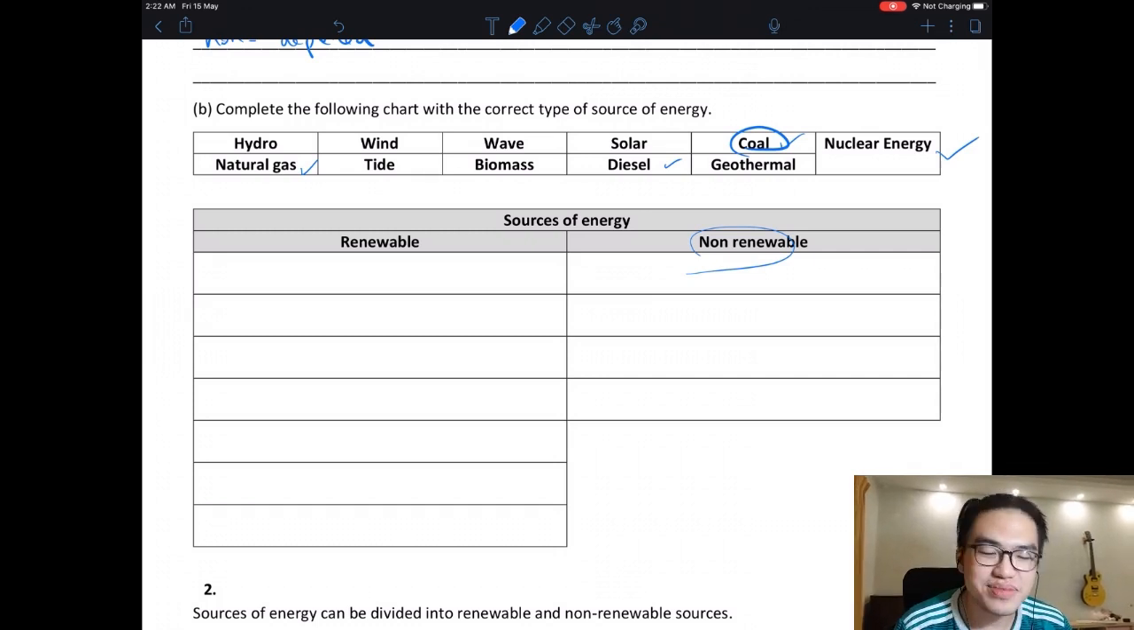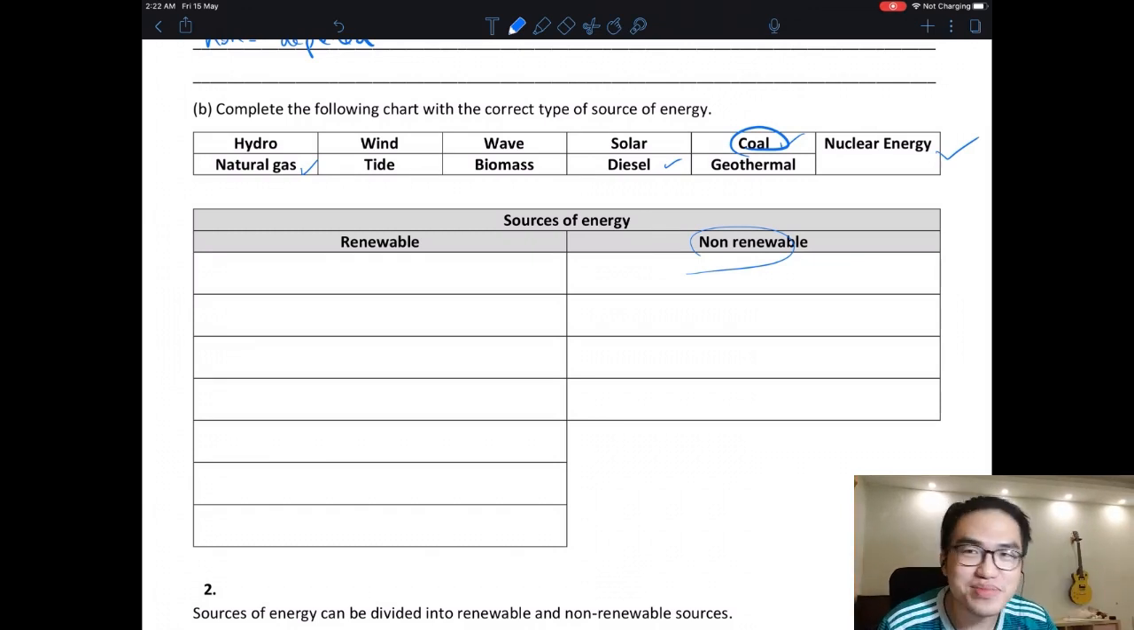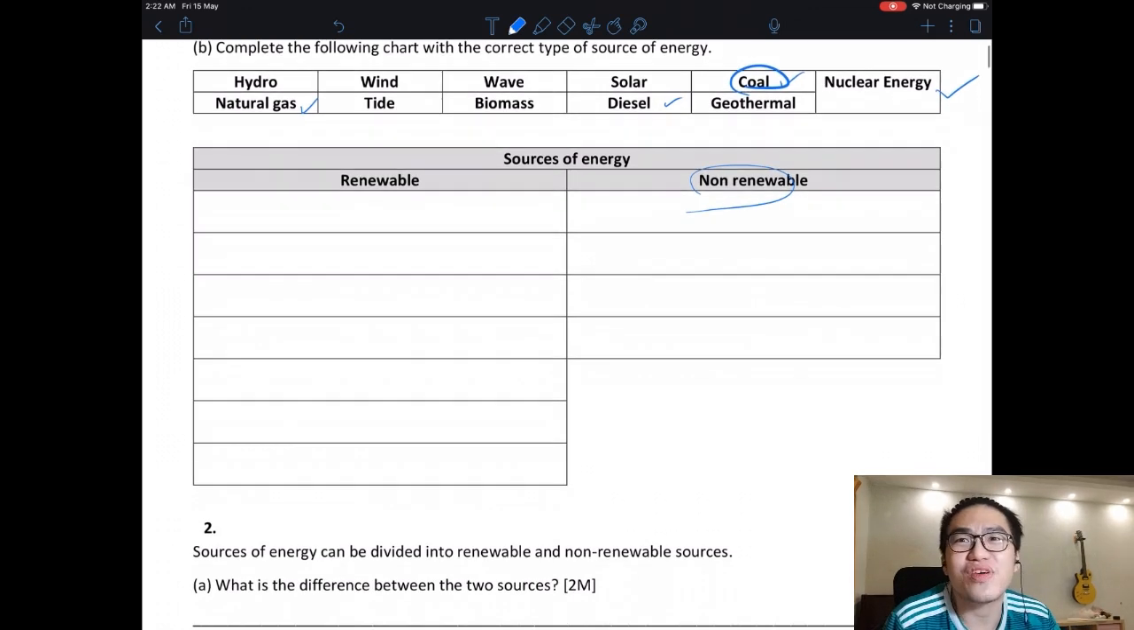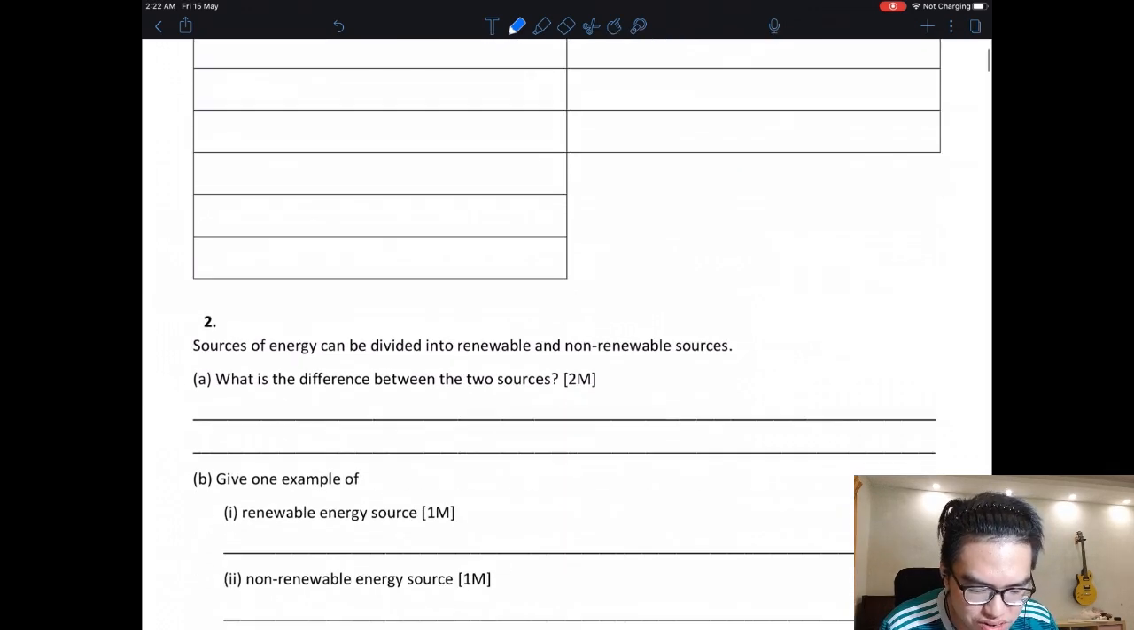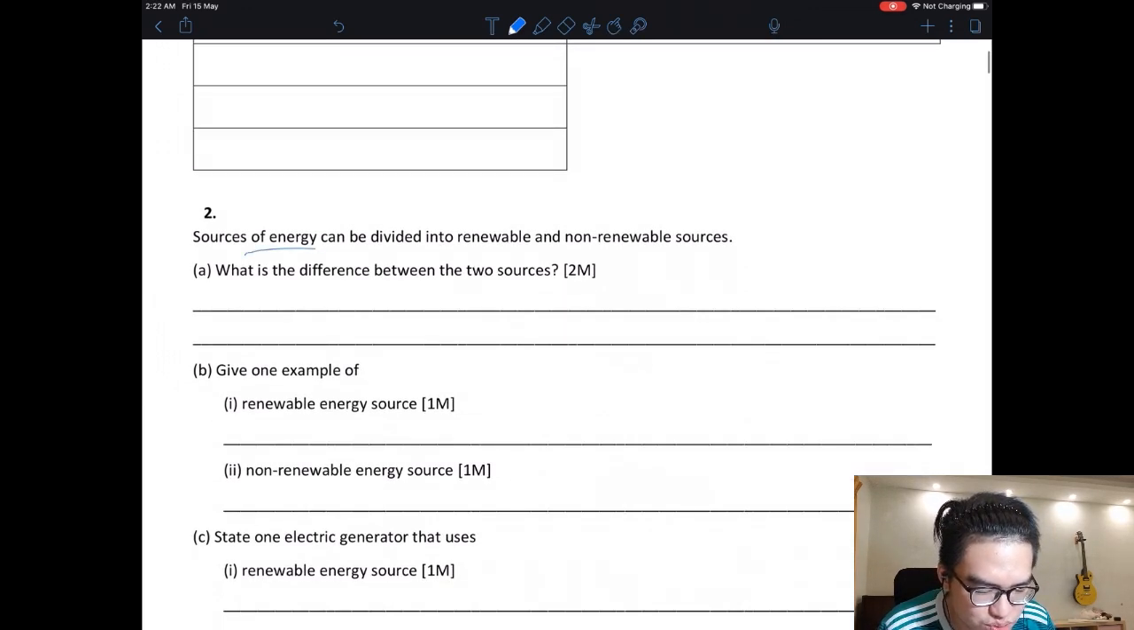That's why I don't get why we are using this. Why not just use nuclear? Coal is a very bad thing to burn. The air gets very smelly because of sulfur. Anyway, sources of energy can be divided into renewable and non-renewable.